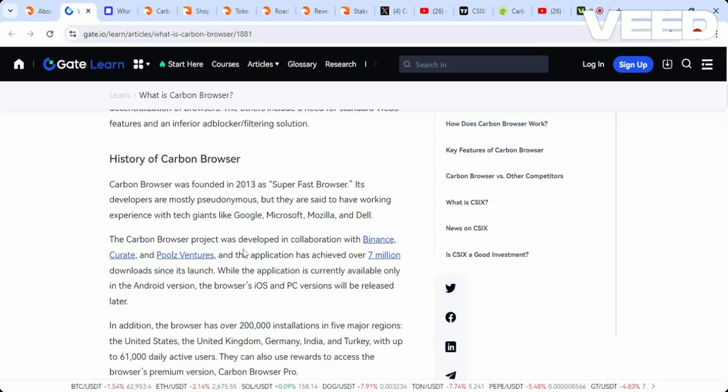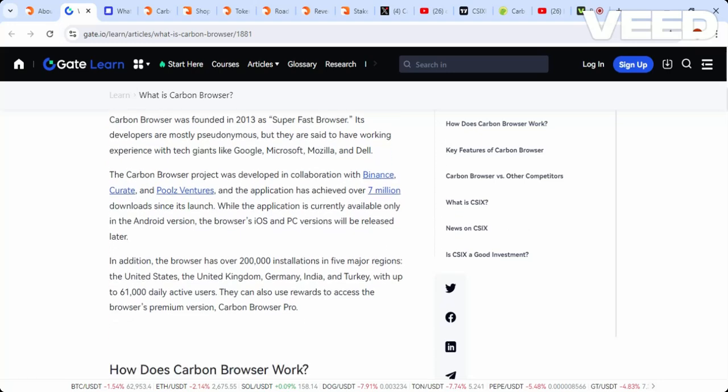The Carbon browser was developed in collaboration with Binance, Curate, and Pool Venture, and the application has achieved over 7 million downloads since its launch. While the application was initially available only on Android, the iOS and PC versions were to be released later. This was around February. The iOS is already available.